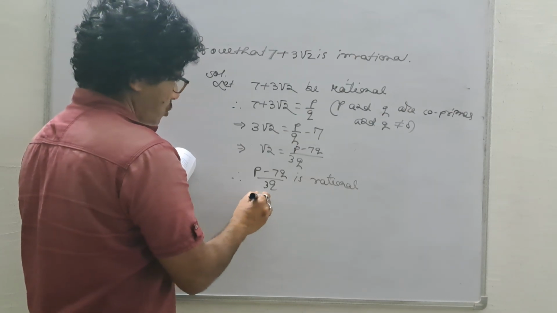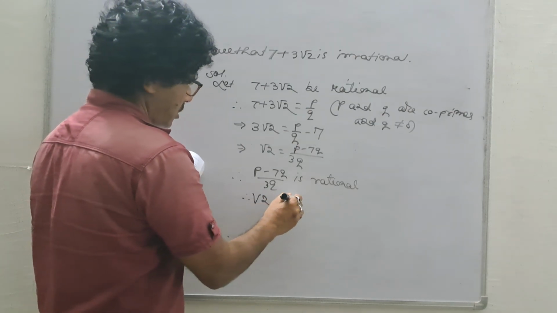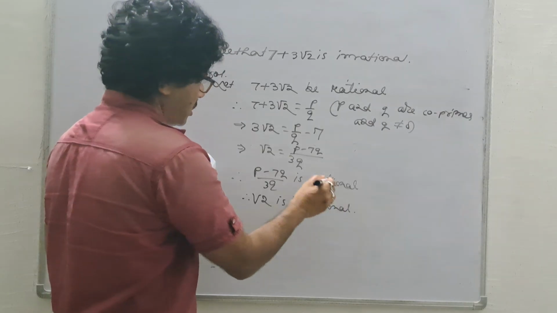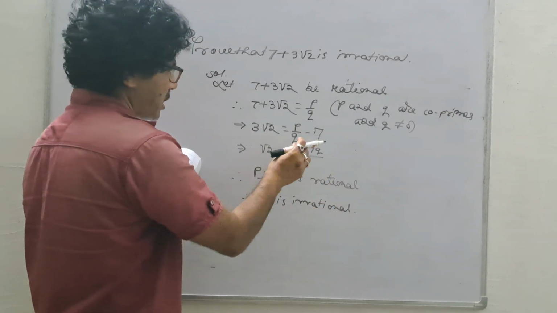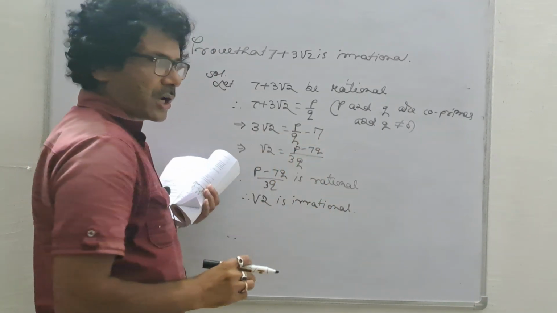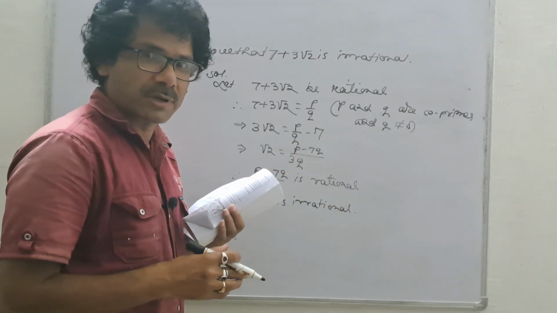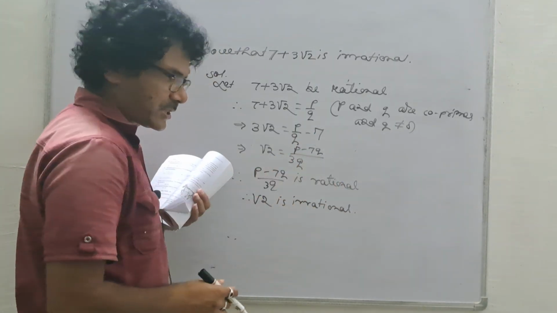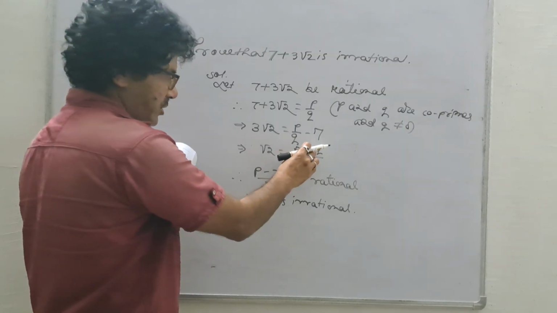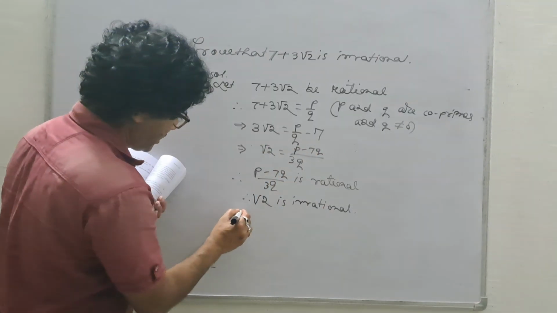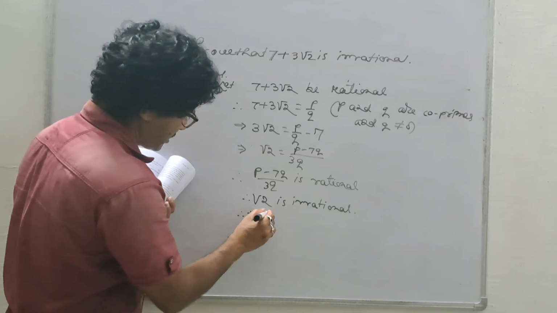And you see root 2 is irrational. This is rational, this is irrational. Rational is equal to irrational. How will it be possible? Rational is equal to irrational. It is impossible. So this is a contradiction.